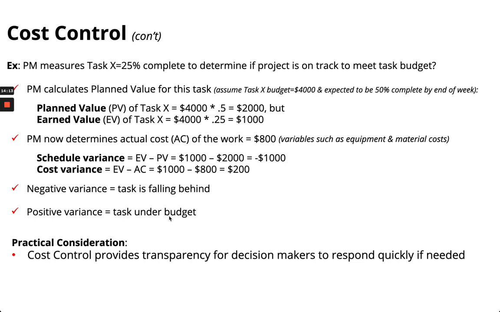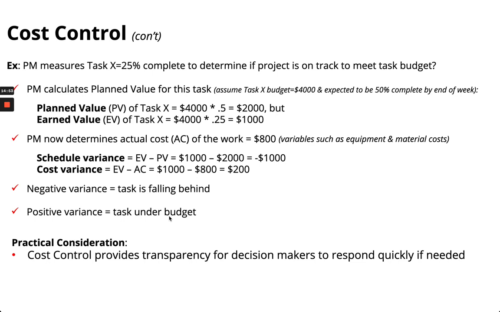So now you have to determine the actual cost of the work. Let's say, for example, it's $800, the variable, say, for equipment, material, whatever. So the schedule variance is simply the difference, but in this case, minus $1,000. But yet the cost variance is $200, EV minus AC, actual cost. A negative variance says you're falling behind. Positive says you're under budget.